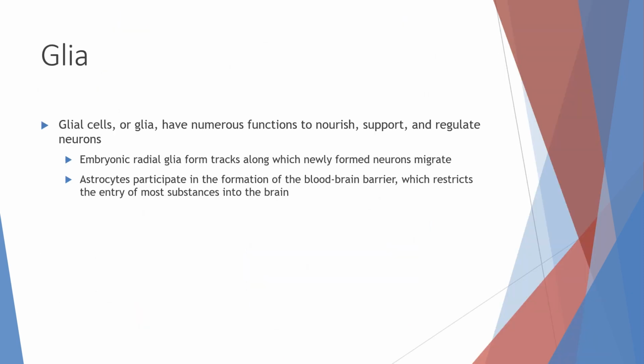I'm also talking about an accessory component: glia. Glia cells have numerous functions, such as nourishment, support, and regulation, and you'll see them in embryos and newly formed neurons, where they help support things. Astrocytes participate in making barriers like the blood-brain barrier, restricting certain substances from entering the brain or hurting the brain. This is just an accessory to neurons and the nervous system, and it's neat to talk about within our chapter.